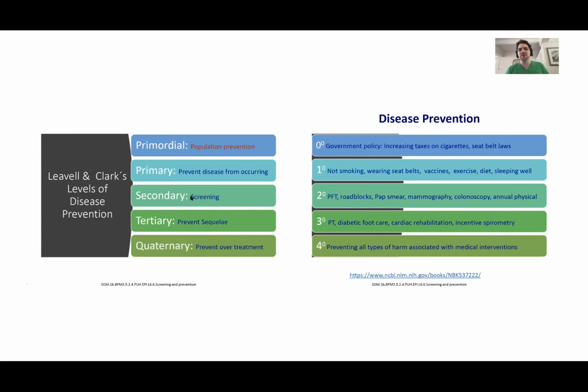Remember, screening kind of falls in the middle. First, primordial is going to be population prevention. So things like cigarette taxes and seatbelt laws. You have this umbrella overlying, so laws and stuff like that. Then you have a prevention approach. That's primary: no smoking, seatbelts, stuff like that. Secondary is going to be your screening. And then tertiary is after you have the disease. So you're assuming the patient obviously has diabetes, so diabetic foot care would be some sort of tertiary approach. You already have the disease.